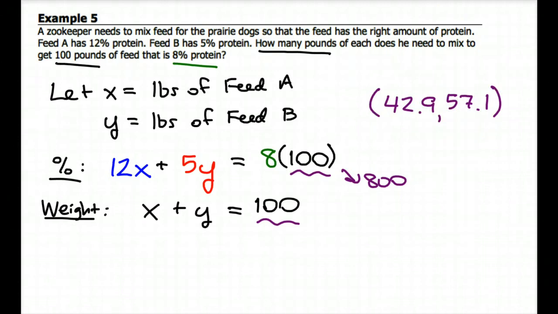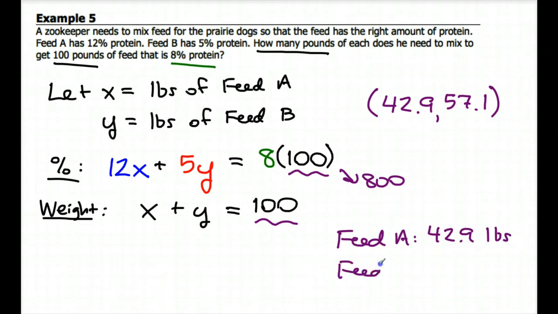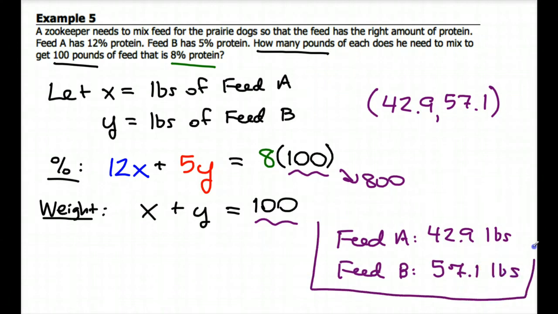For this one you should have found a point pretty close to 42.9 and 57.1. And so what that means is feed A, we need to mix 42.9 pounds of it with 57.1 pounds of feed B, and that's going to give us 100 pounds with a concentration now of 8%.